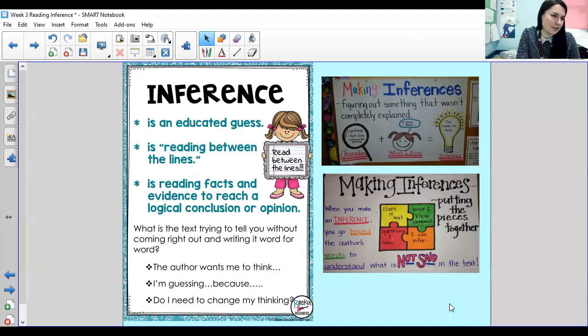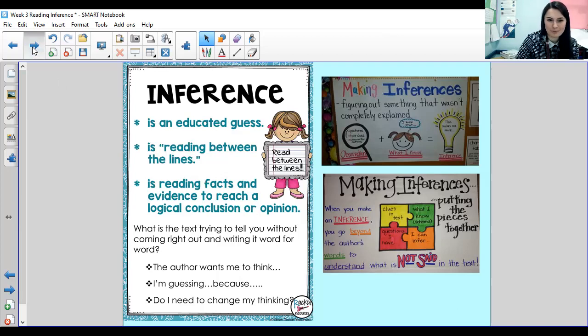Lots of authors don't write "the boy was angry" because that wouldn't be interesting to read. But they may say something like "the boy stamped his foot and scrunched his face up." And we are able to infer from that that he is angry. So we look for clues. We use what we know already. We use what we've seen from other things and questions that we have to make an educated guess about things that are not directly said, but that are inferred.